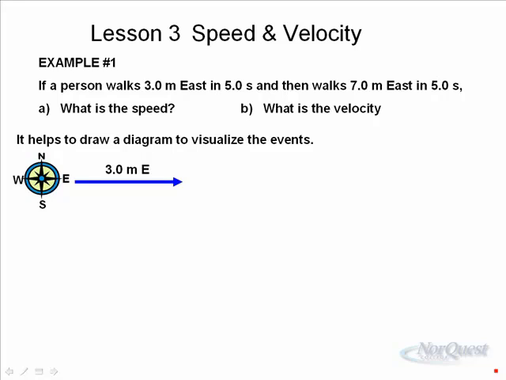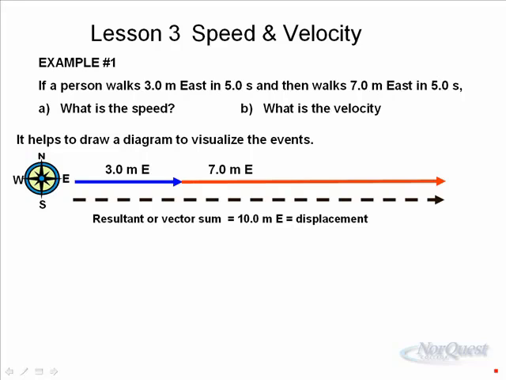3 meters east, I would draw a short arrow that is going towards the east, and then add to that a longer arrow of 7 meters, also to the east or to the right. And the resultant of these two vectors is, as you can see, 3 plus 7 is 10 meters. So the total distance is 10 meters. Also, though, the total displacement is 10 meters, but you also have to say with displacement what the direction is, and of course it's to the east.